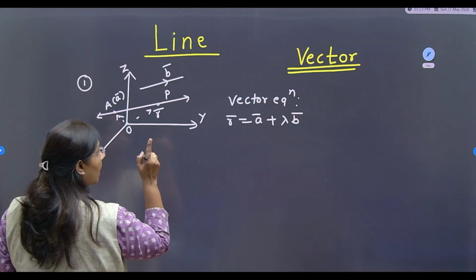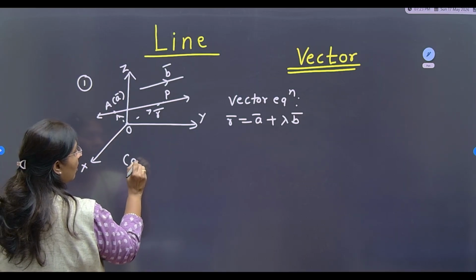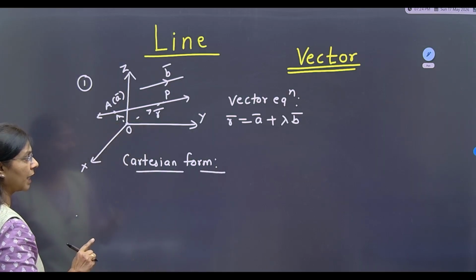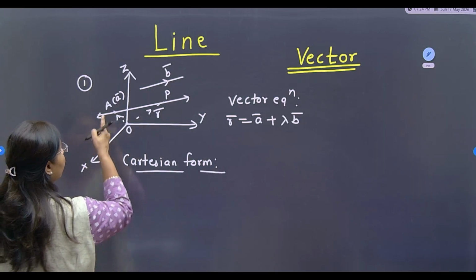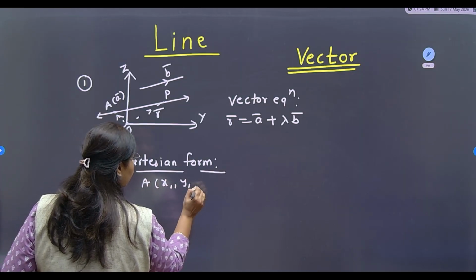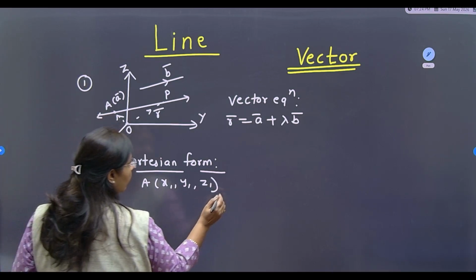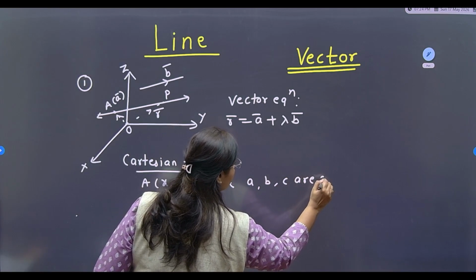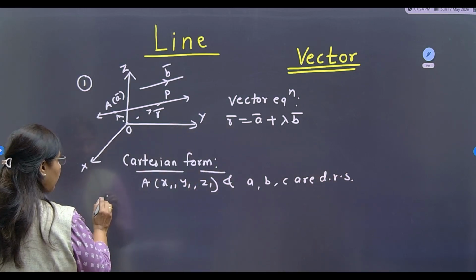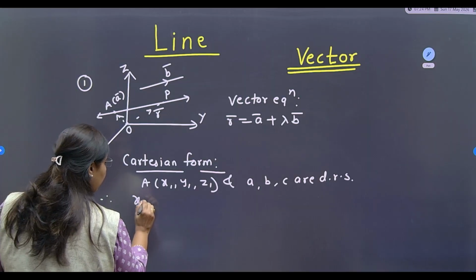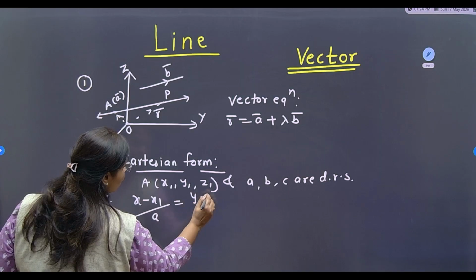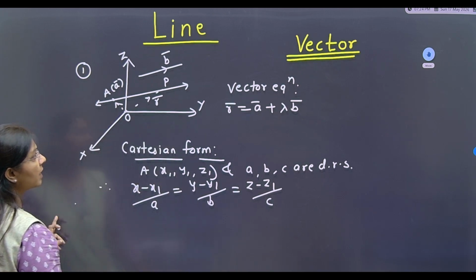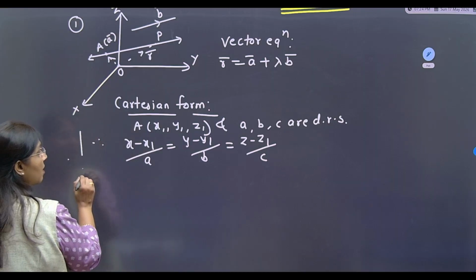Next point, Cartesian form. The Cartesian equations of a line passing through a given point A (x1, y1, z1) with direction ratios a, b, c is (x minus x1) upon a equals (y minus y1) upon b equals (z minus z1) upon c. This is the Cartesian equation or Cartesian form.